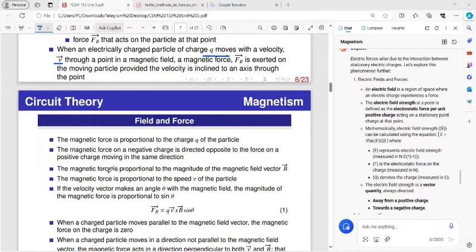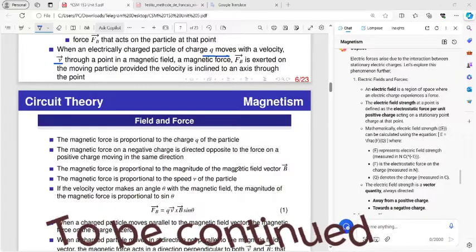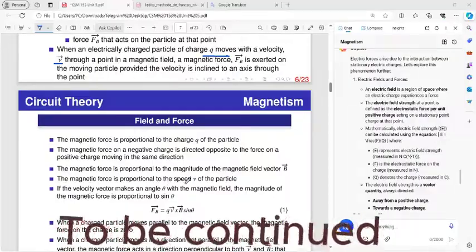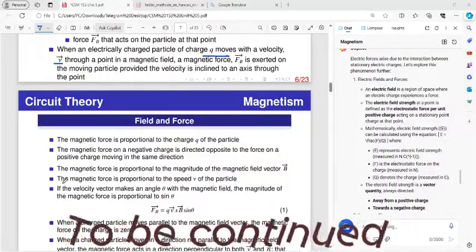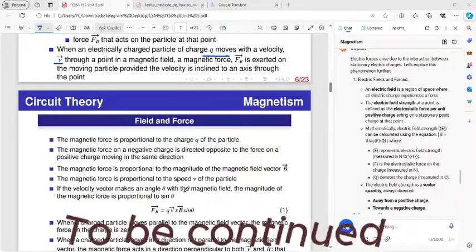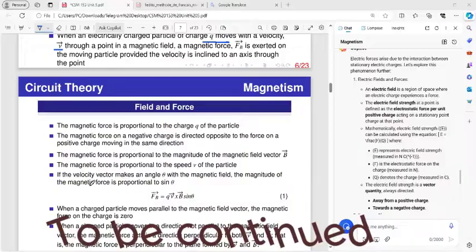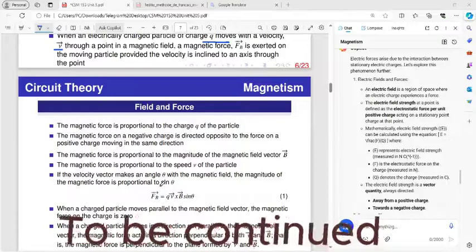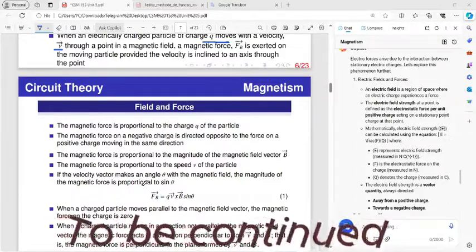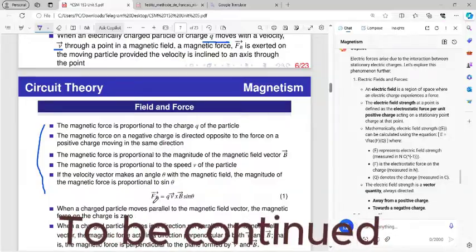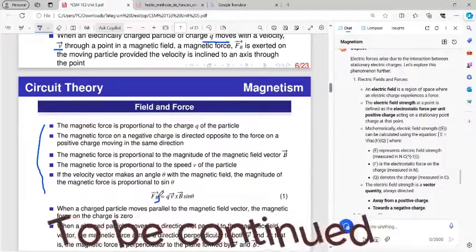So the magnetic force is proportional to the magnitude of the magnetic field B. The magnetic force is proportional to the speed of the particle. The velocity vector makes an angle with the magnetic field. The magnitude of the magnetic force is proportional to sine theta. So from all these things that he has described, we get the magnetic force.